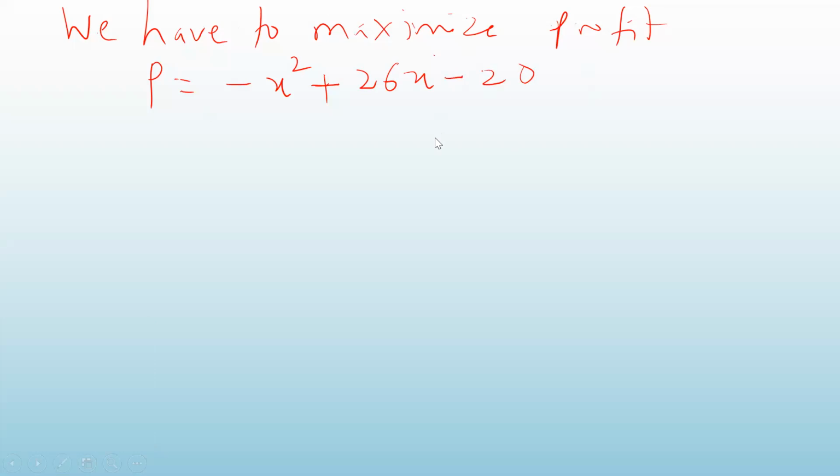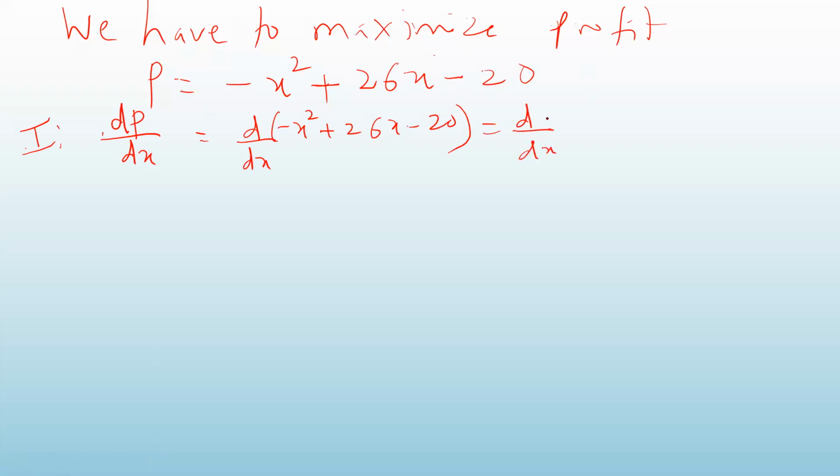So what will we do to maximize this? First of all, we have to take its first order derivative. This is the first step, correct? Step 1. So what is the first order derivative of this P? P is minus x square plus 26x minus 20. Take its derivative. So it is equal to derivative of minus x square plus derivative of 26x minus derivative of 20. Correct?